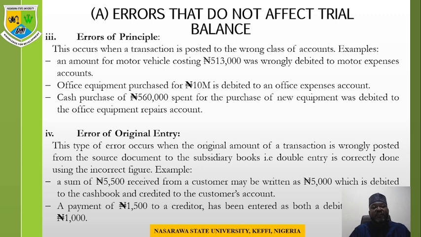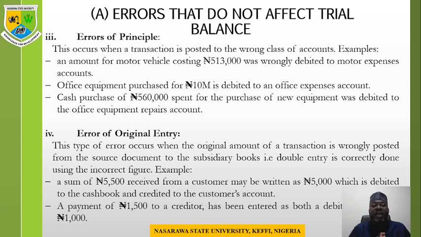Example: an amount for a motor vehicle costing 513,000 naira was wrongly debited to motor expenses account. We need to understand something. Motor vehicle falls under assets account, or if you like, non-current assets account, while motor expenses fall under expense account. If we are to go by the normal accounts classification, they are both within impersonal classification, but within the impersonal accounts classification, motor vehicle falls under real account classification, while motor expenses fall under what we call nominal account classification.